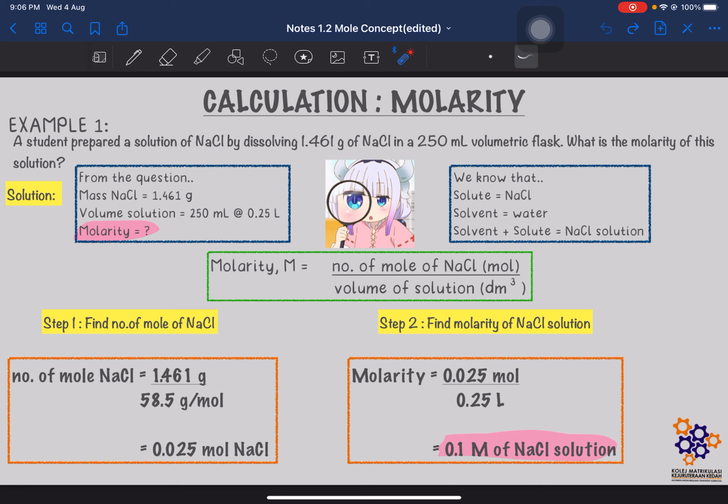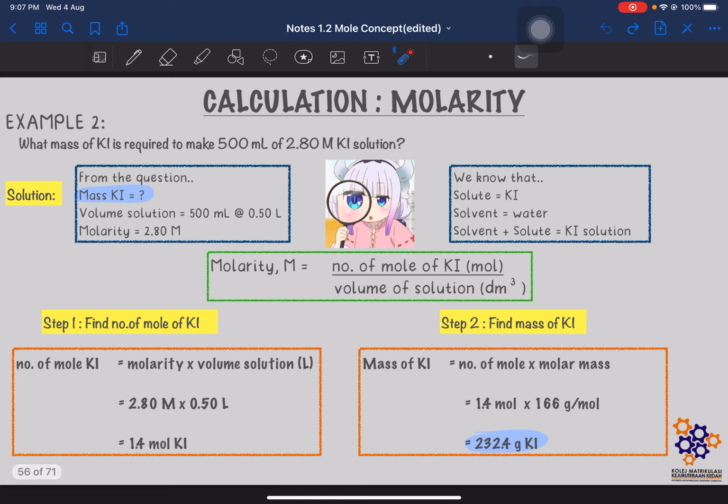Next, after we get all the information needed to find the molarity, then step 2, we can find the molarity of sodium chloride solution. So molarity is equal to number of mole of sodium chloride divided by the volume of solution in liter or decimeter cube. So 0.025 mole divided by 0.25 liter gives us the molarity of the solution, 0.1 molar, or you can state 0.1 mole per liter. Alright, so that's it for example 1. So now let's get into example 2.